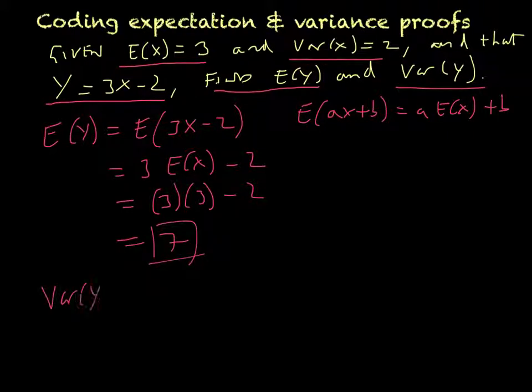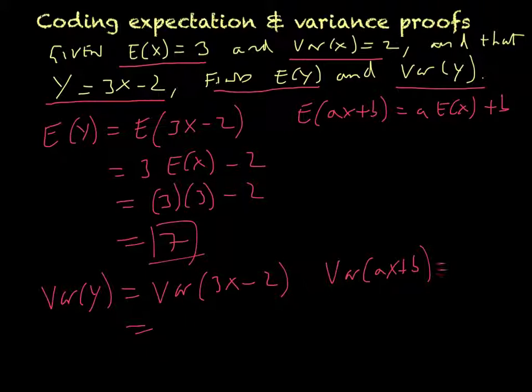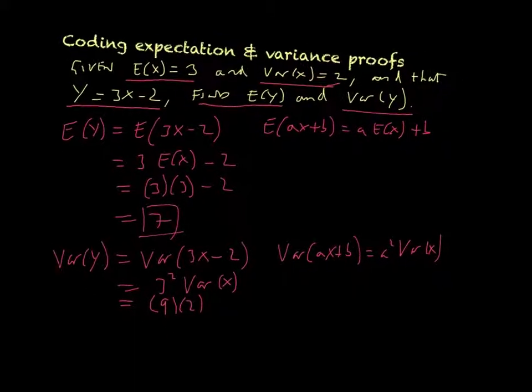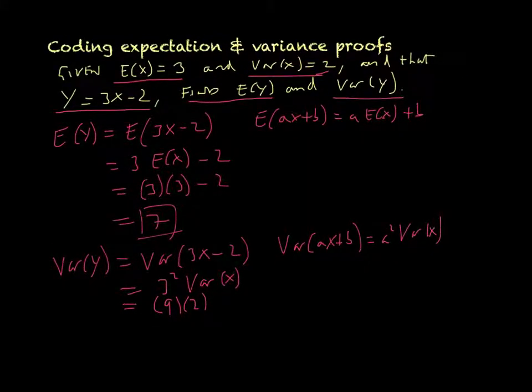Similarly, Var of y equals Var of 3x minus 2, which we know from our earlier proof that Var of ax plus b is the same as a squared Var of x. So therefore, 3 squared Var of x. And we know that Var of x from here is 2, and so therefore I have 9 times 2, and our final answer is going to be 18. And there we go. So, simple use of coding, and we've proved where it came from. Thanks very much.